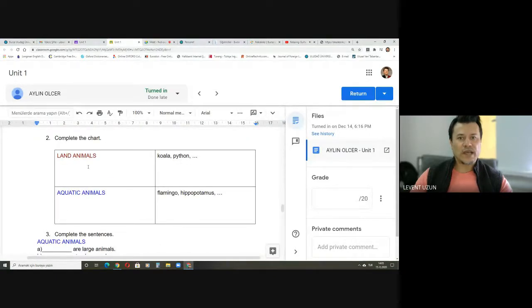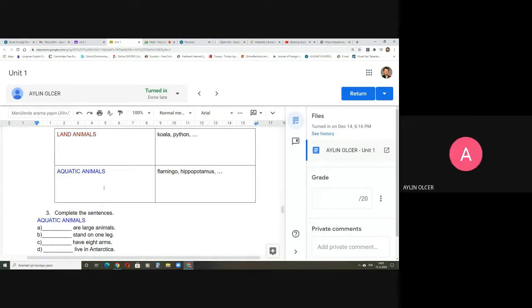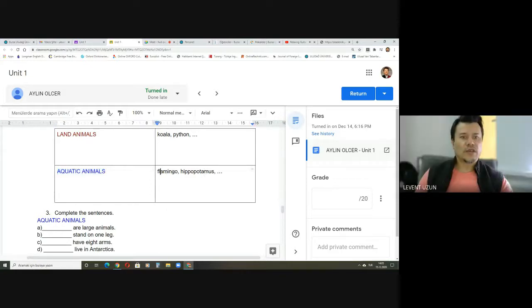Complete the chart. Land animals, aquatic animals. So animals that live on land, animals that live in the sea. Actually, hippo is semi-aquatic, but I didn't create a new segment which says semi-aquatic. It might be confusing, so I put them together. Okay, so you give them as an example here.